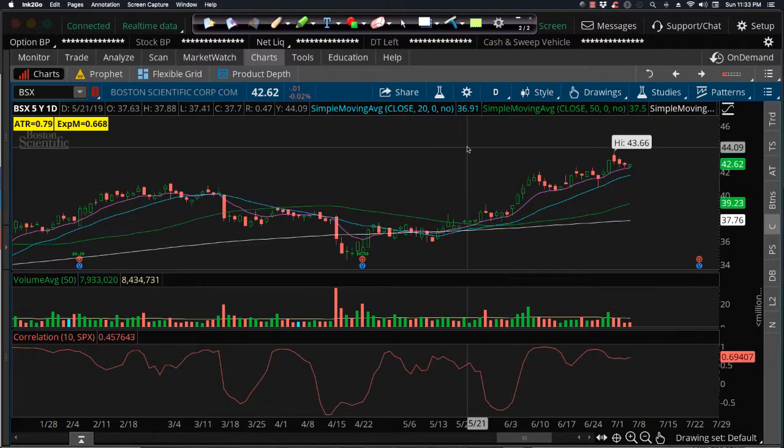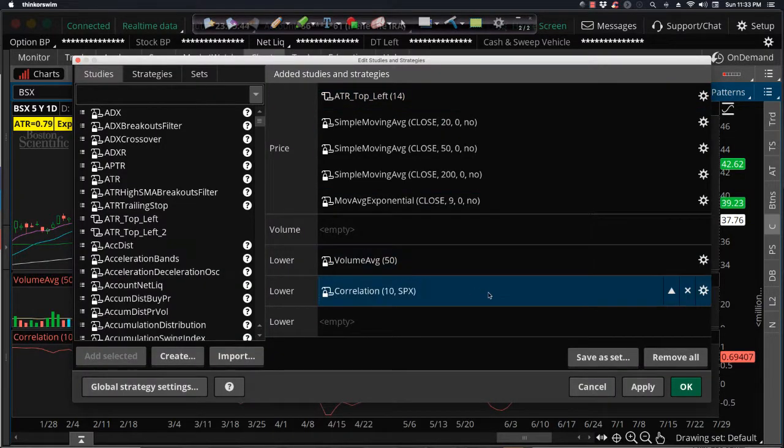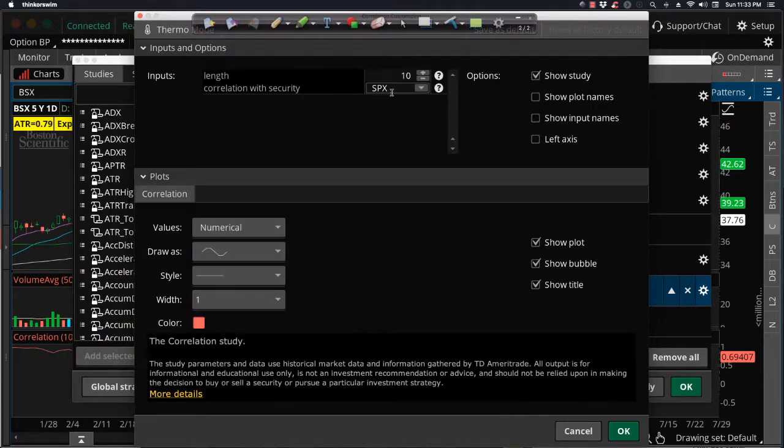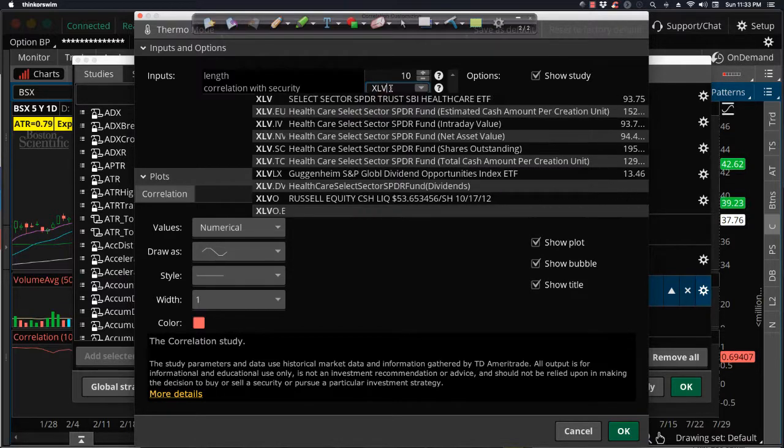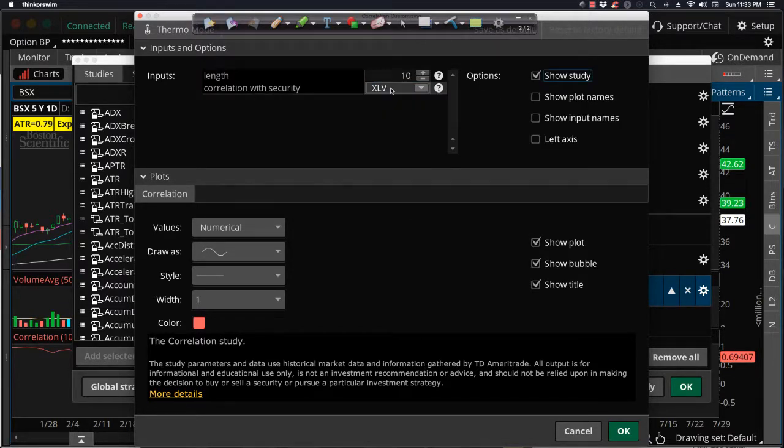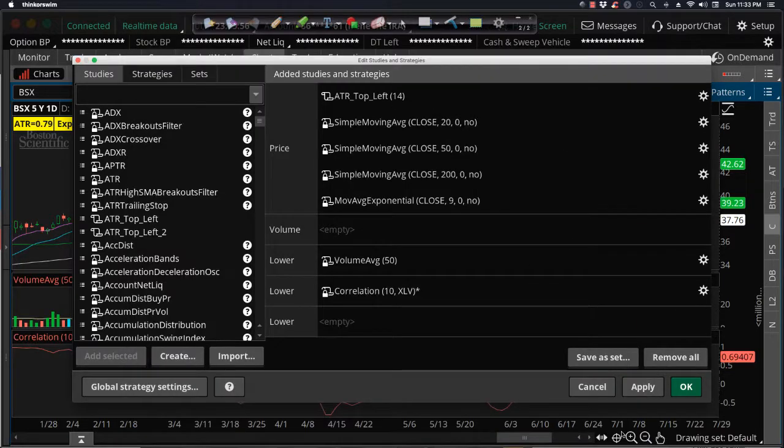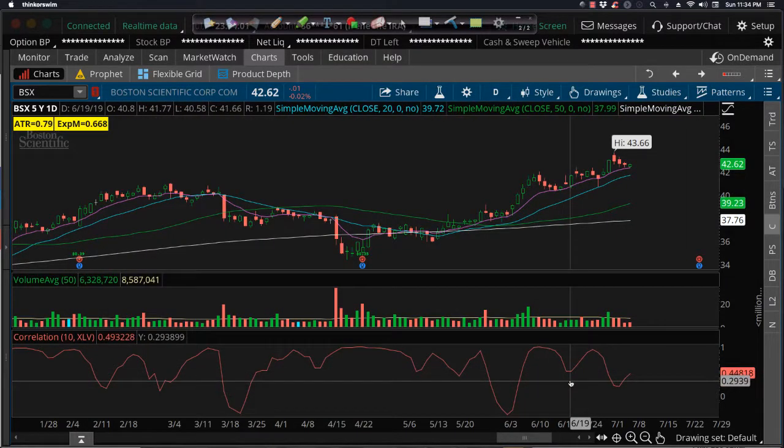Now I'm going to go ahead and edit that indicator. And I'm going to change it from the SPX to the XLV, which is the healthcare sector ETF. And you can measure whatever you want to correlate against. And I'm going to go ahead and click on OK. I'm going to apply that to the chart. And now what we're looking at is a correlation to the healthcare sector.